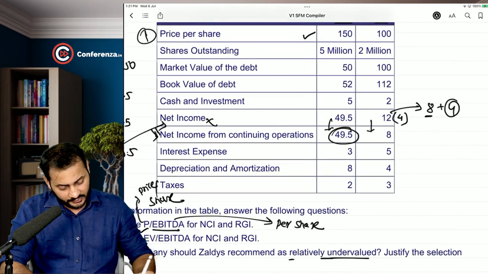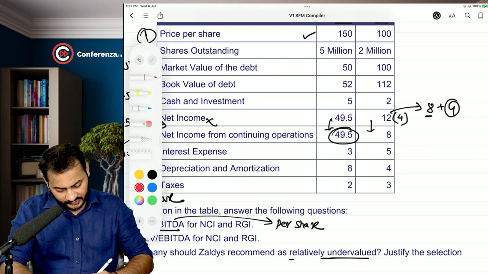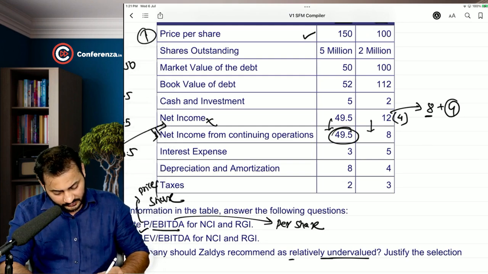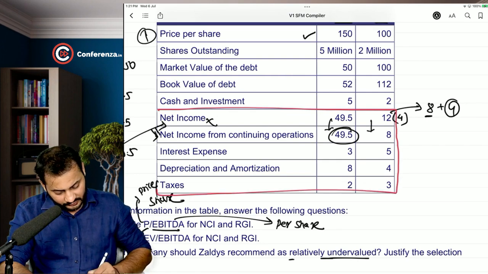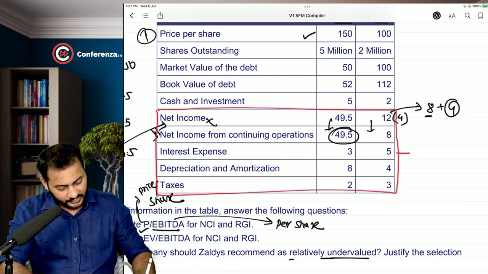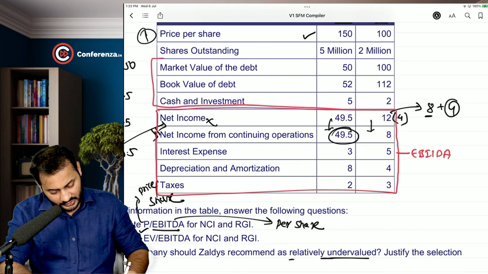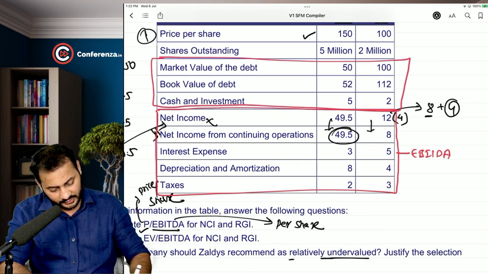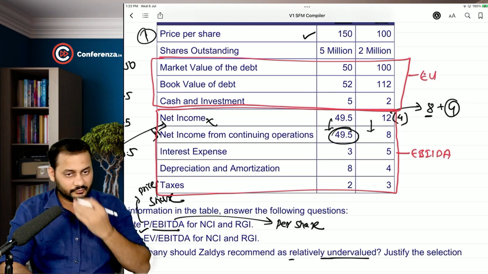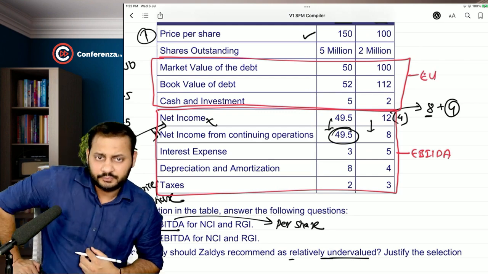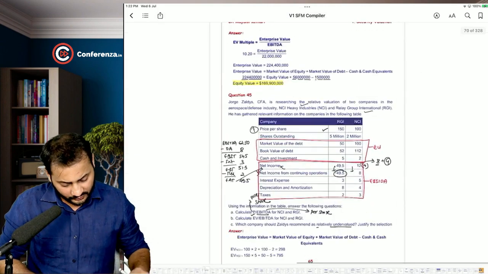Let me tell you one thing. Just do some marking. There are some figures which will help you to calculate EBITDA. This much will help you to calculate EBITDA. This is for EBITDA only. And this will help you to calculate enterprise value. This is the information for enterprise value. So let's first calculate EBITDA.